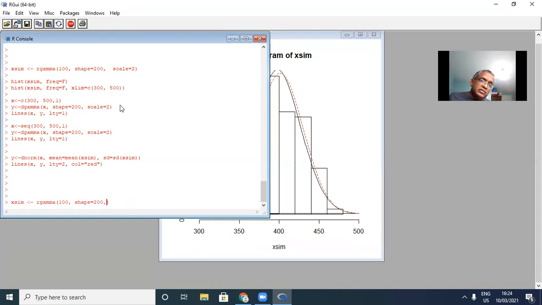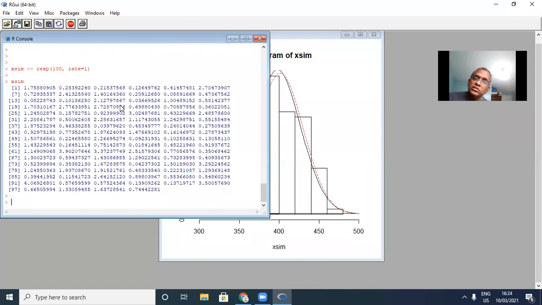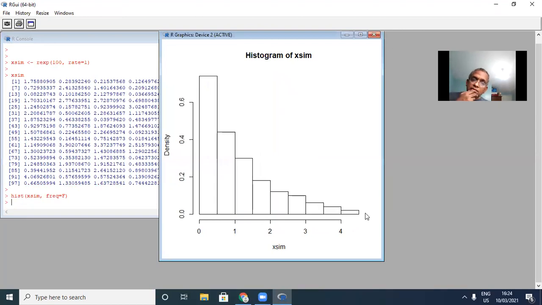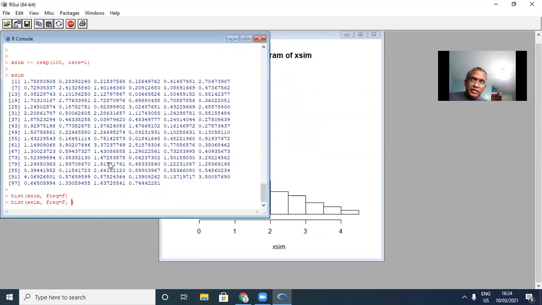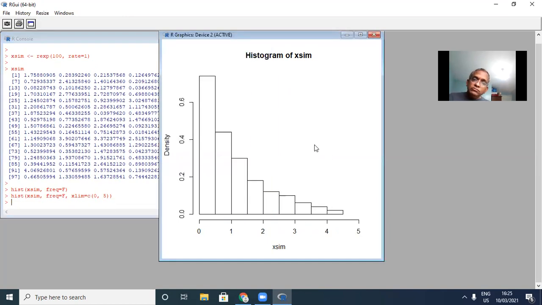Now, what I'm going to do is simulate 100 random numbers from an exponential distribution using the rexp command. So these are the numbers I just simulated. Right, now I'm going to do a histogram of this with freq equal to F, and this is what you will get. Now you see the limits of the x-axis are from 0 to about 5. So let me define xlim to be 0 to 5. All right, so this is what you see.